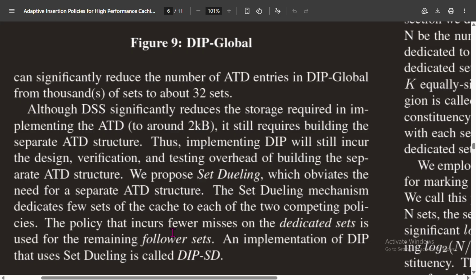The set dueling mechanism dedicates a few sets of the cache to each of the two competing policies. The policy that incurs fewer misses on the dedicated sets is used for the remaining follower sets. An implementation of DIP that uses set dueling is called DIP-SD.